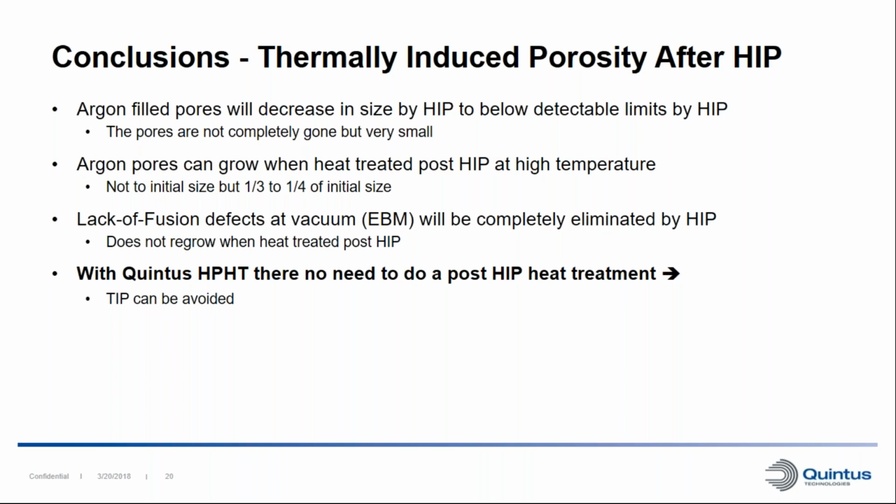in this study. This was EBM printed material, and what they could see is that the lack of fusion defects did not regrow at all. That's because they are under vacuum, so they will be completely closed, and there's no driving force for these defects to grow when we heat treat after hipping. And one quite important thing to notice here also is that with high pressure heat treatment, when we combine the heat treatment in the hipping under pressure, this type of thermal induced porosity can be avoided.